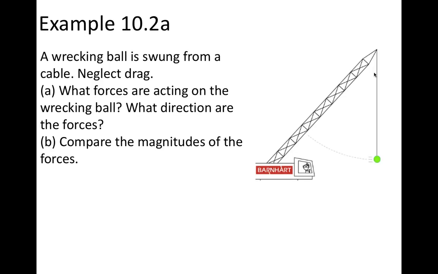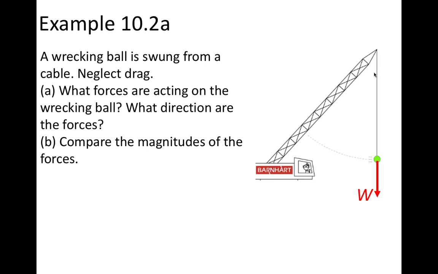Section 10.2, I'm going to do some free body diagram analysis for objects undergoing circular motion. In this example, we have a wrecking ball that swung from a cable. We're to neglect drag. Part A wants us to identify the forces on the wrecking ball, including their direction. So the wrecking ball will have its weight acting down. That's the force of gravity from the Earth.